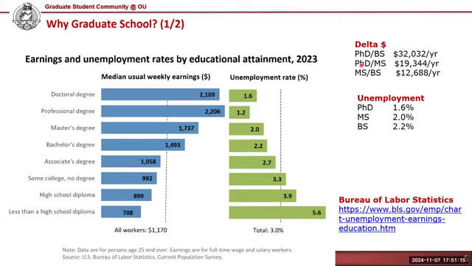That's huge. Between a PhD and a master's, it's $19,000 a year, and between a master's and a bachelor's, it's about $13,000 a year.